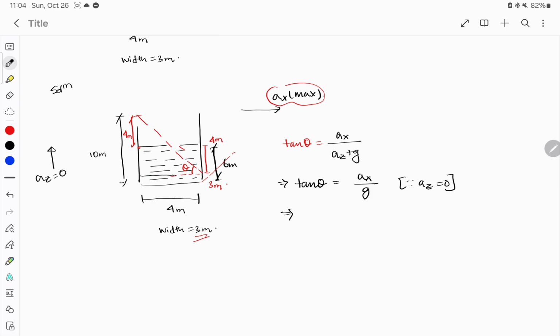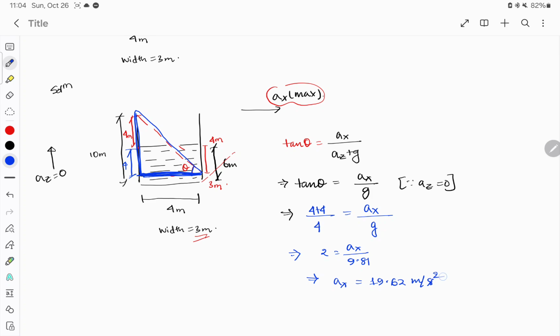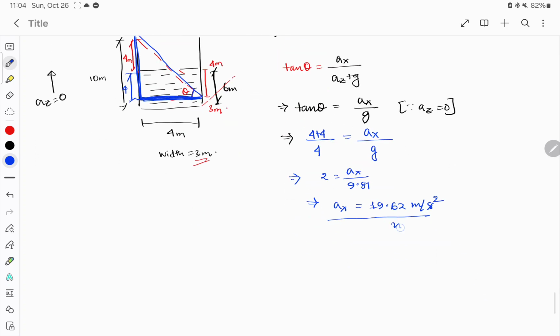Since az is equal to 0, tan theta को क्या लिख सकते हैं? इस ट्राइंगल को देखो, ये ट्राइंगल, this is 4, this is 4. So tan theta is how much? Tan theta is 4 plus 4 divided by ये वाला, this area, this. So this is 4 again, ax divided by g gives you 2 = ax by 9.81. ax is equal to 19.62 meter per second square. And this is the maximum acceleration.